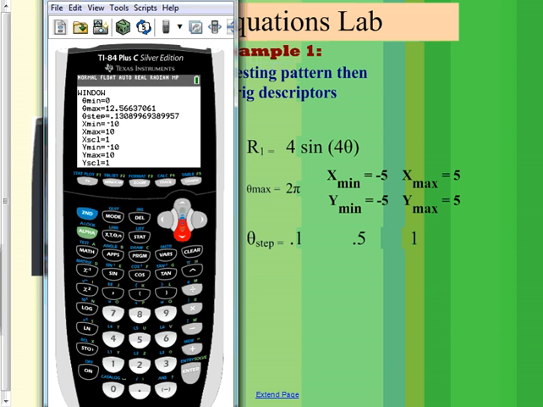Do you agree that 0.1 are kind of small little steps to take as you're going from this angle to the next one we're going to graph, to the next one we're going to graph? They're very small little steps. Let's take big clunky steps like 3. That's way bigger steps, right? Now, when I hit graph, it looks totally different. I can't even recognize it.